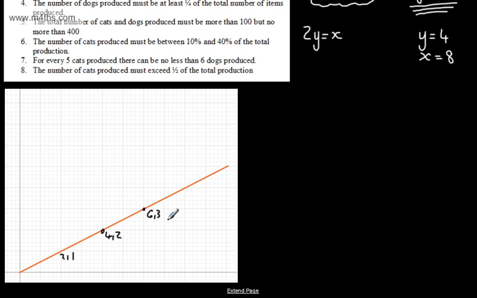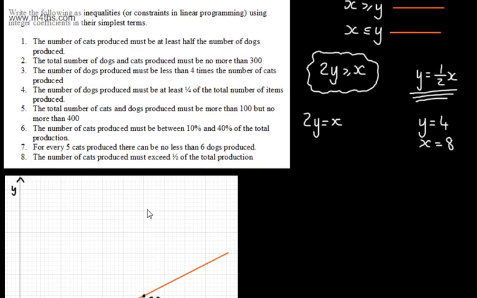So if we look at this, remembering that this is the y-axis, so we've got y and we've got x just here, we can see that the number of dogs, x, is going to be 2, and the number of cats, y, is going to be 1. So we've got 4 dogs, 2 cats, 6 dogs, 3 cats, and so on and so forth. If we wanted to actually graph this and shade out the region we didn't want, we could do that.